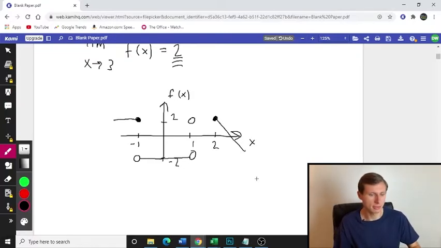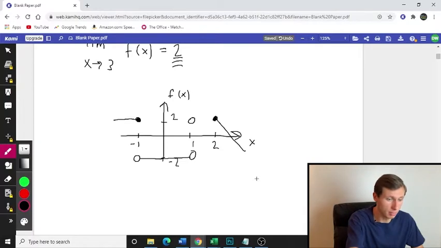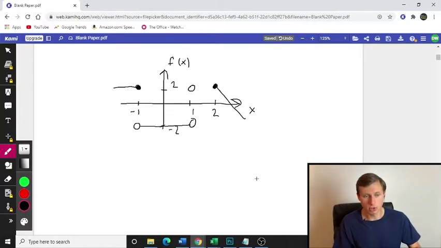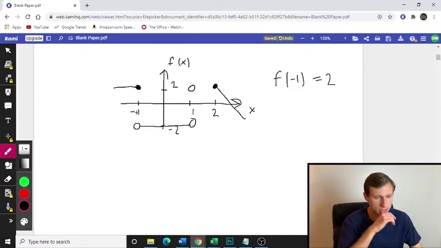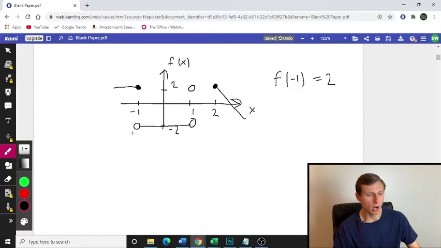So here's our graph. And my question is, first of all, what is the actual value at each of these 3 points? So for instance, if I were to look at the actual value of f of x at x equals -1, the actual value is going to be 2. Why? Because we have that closed circle right there. And so for that reason, the actual value is 2. Open circle means it's not that value at that point.